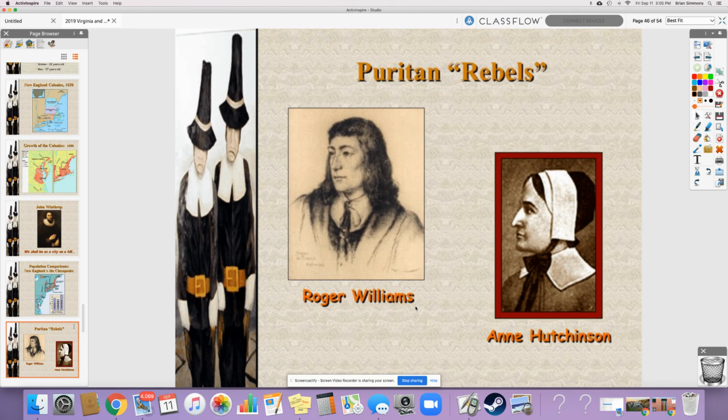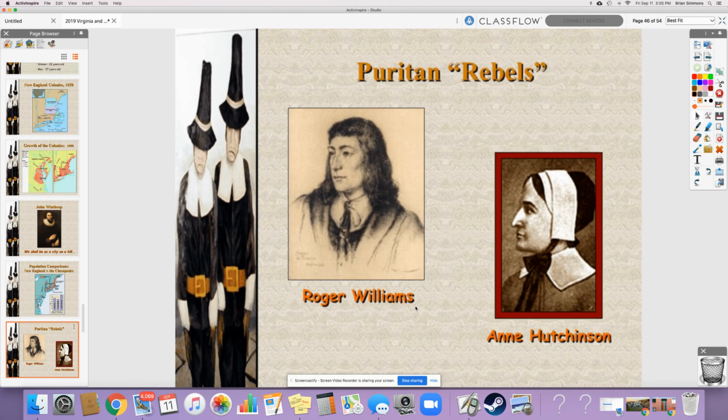Because of these ideas, he is kicked out of Massachusetts, and he establishes Rhode Island. So he is the founder of Rhode Island, and that's the very first colony where we see a strict division of church and state, and also freedom of religion.